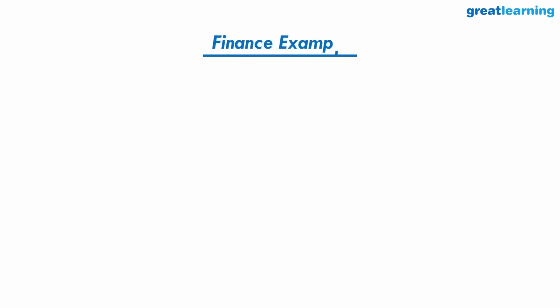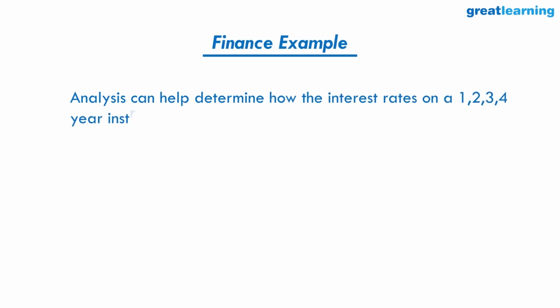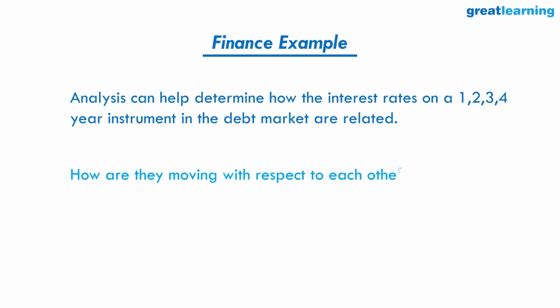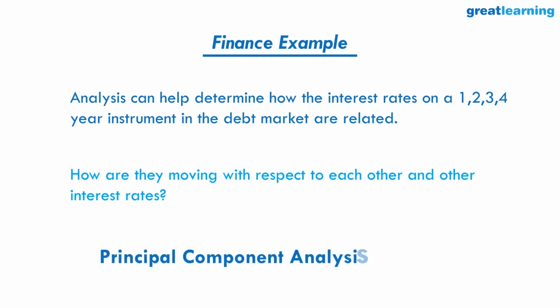Let's talk about a finance example. In the case of a finance example, you want to see how the interest rates on a 1-year instrument, 2-year instrument, 3-year instrument, 4-year instrument in the debt market are related. How are those interest rates moving? Which of those instruments are moving together? Which of those instruments are not moving together? Or some kind of an idea that you want to have about interest rates on these instruments. What you do is you run a model called principal component analysis.